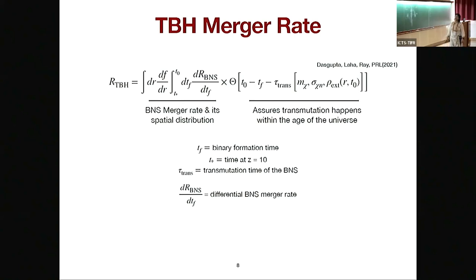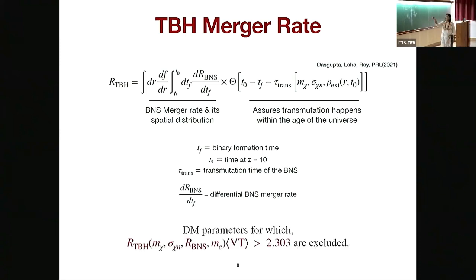And where do the dark matter parameters come in here? Because if we have to see them in the LIGO data, we need them to be transmuted within the age of our universe. So T0 being the age of our universe, and TF the time of formation of the binary, and tau trans the total transmutation time, that is, from neutron star it will go to black hole. All these things should be smaller than the age of the universe. Then only we can say that, okay, we should have seen all these things in the LIGO data, but we cannot see this, hence we can constrain the parameter space. So all the dark matter parameters for which this merger rate times the sensitivity of the detector gives you events more than 2.303 are excluded.